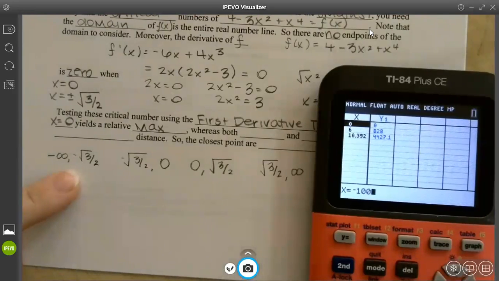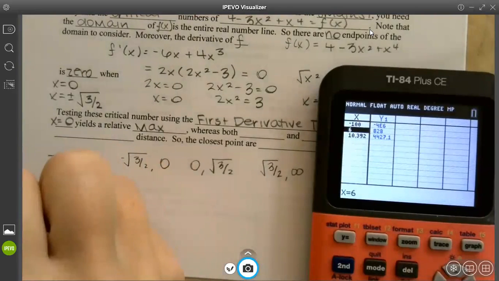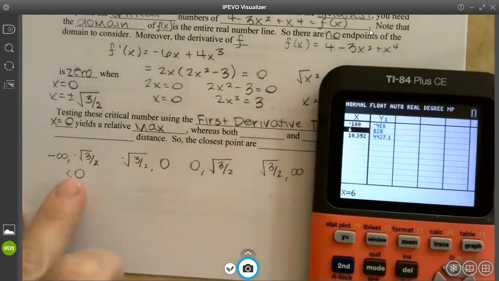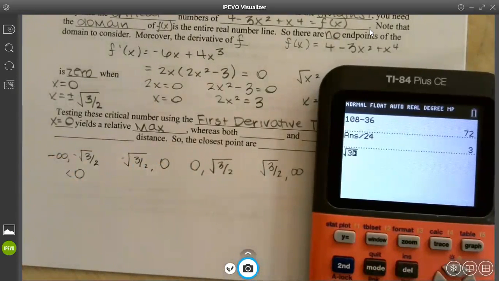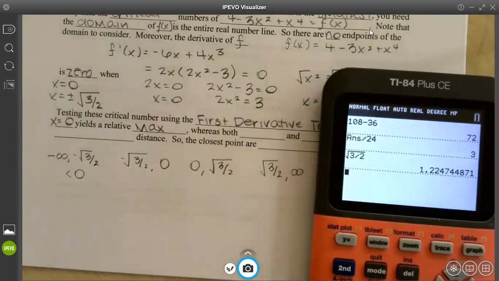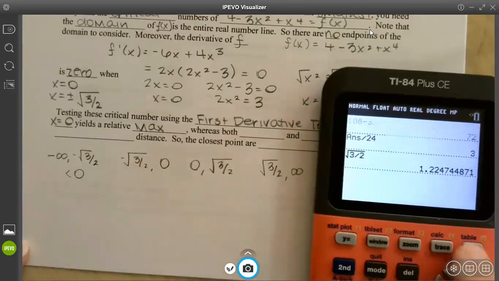You can make it anything. I can make it negative 100 because I know that that's going to work. Does everybody understand that? What kind of number did I get? It's a negative number. If you don't know the square root of 3 over 2, plug that in. It's 1.2. I need a number between negative 1.2 and 0.